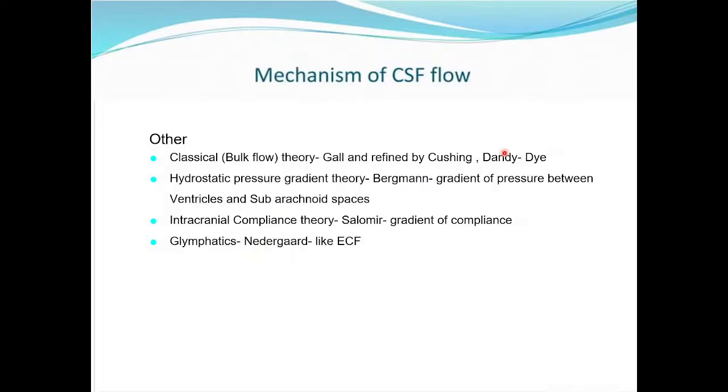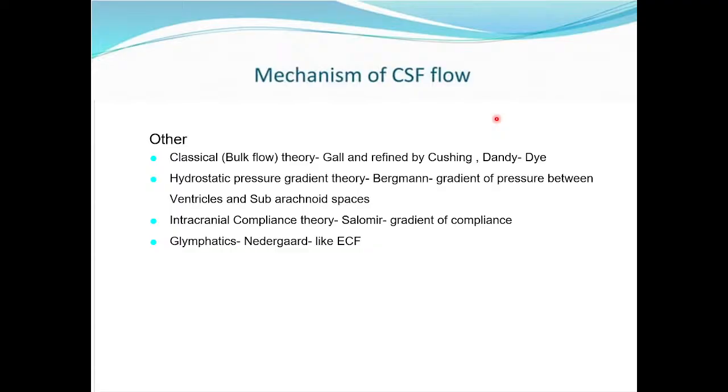Others are the classic ones that were given by Cushing and Dandy. It is due to the bulk of the CSF, which flows down due to gravity, but it does not explain how CSF flows in the supine position. It is based on the dye studies done, where the dye is injected inside the ventricle, and it shows the flow along the path as we discussed, from lateral to third to fourth ventricle.